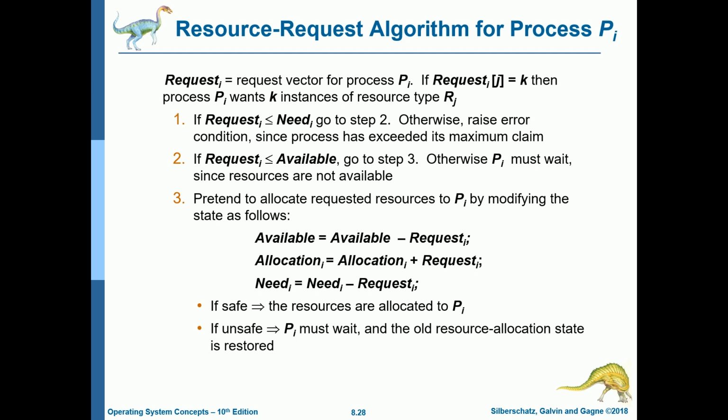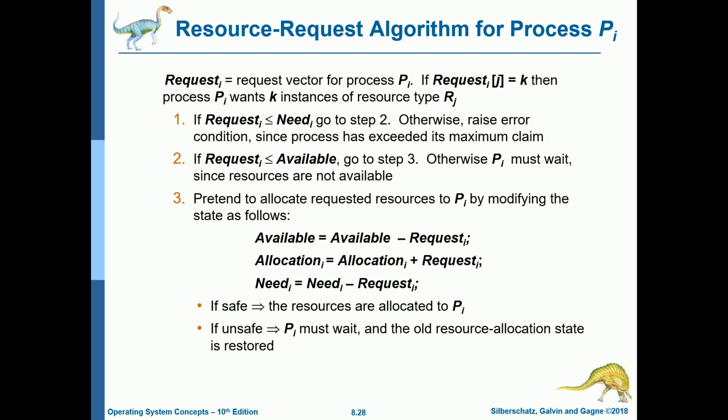First, if the request is less than or equal to the need, then we go on to step 2. Otherwise, there's an error, since the thread has exceeded the maximum claim. Step 2. If request is less than or equal to available, then we go to step 3. Otherwise, T sub i must wait, since the resources are just not available.